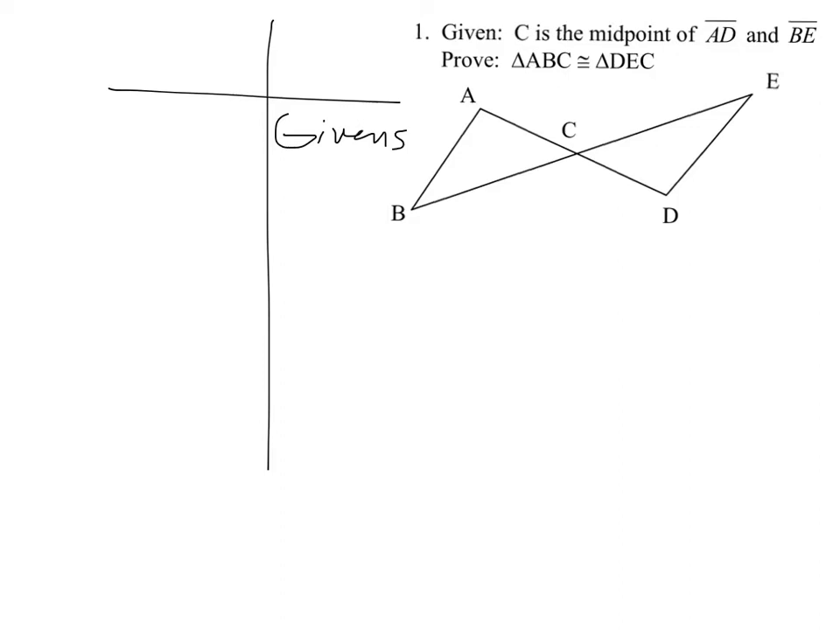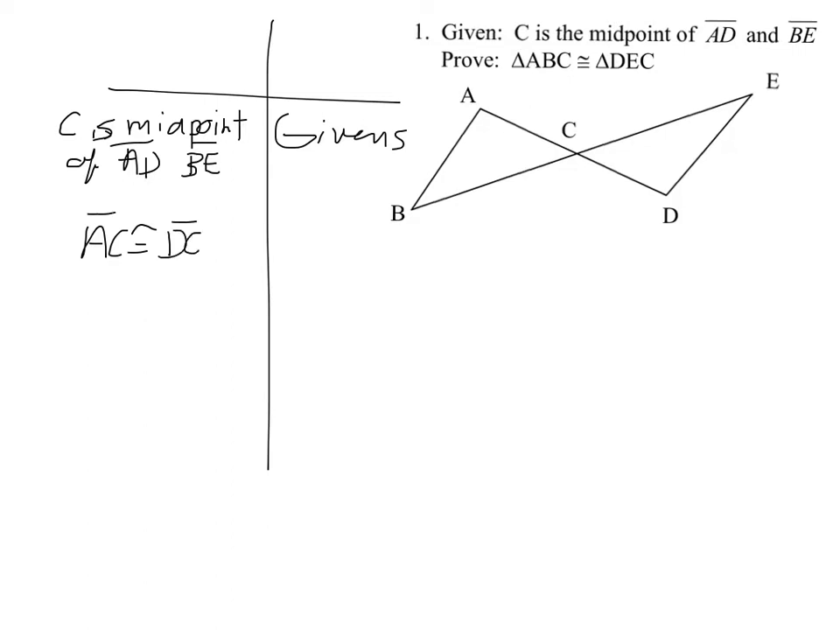We know C is the midpoint of AD and BE, so we'll write that. Okay, so C is the midpoint, but what does that mean? That means that AC is congruent to DC, and BC is congruent to EC. Definition of a midpoint. Sorry, this handwriting is really bad. Definition of a midpoint.